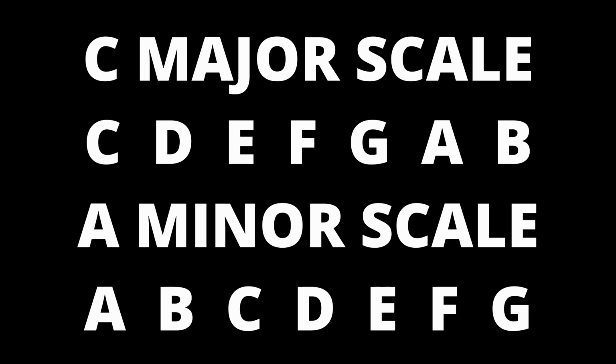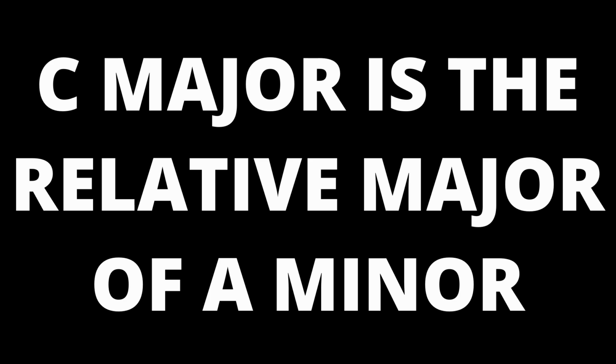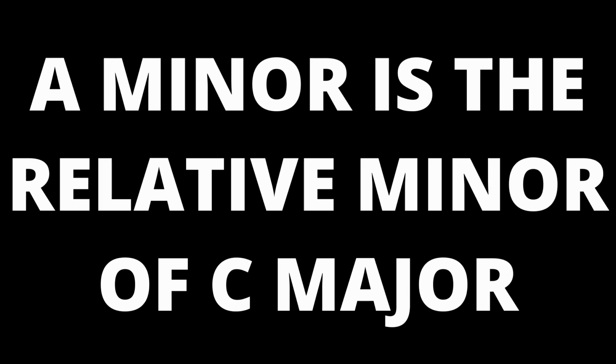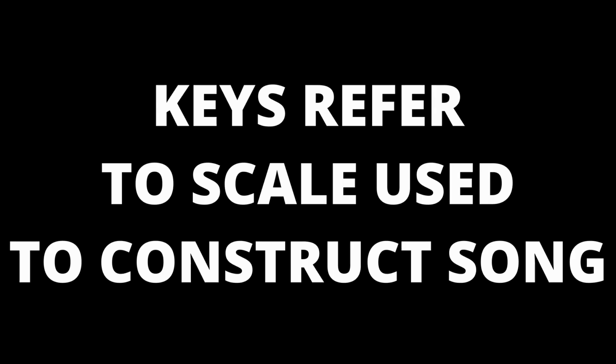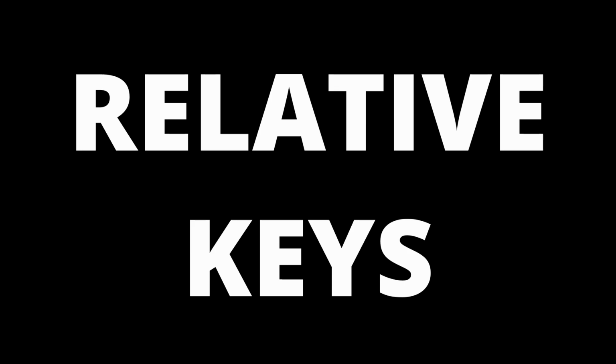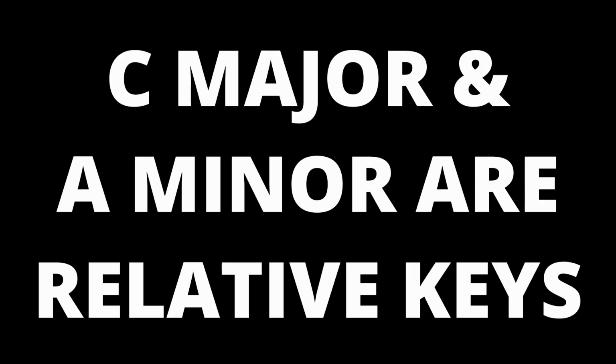You can see that the C major and A minor scales have the same set of notes, which just start and end on different notes. Because of this, these two scales are called relative scales. C major is the relative major of A minor, and A minor is the relative minor of C major. We know that a key refers to the scale that a song is created from, so you can also have relative keys. Therefore, the relative key of C major is A minor, and vice versa.